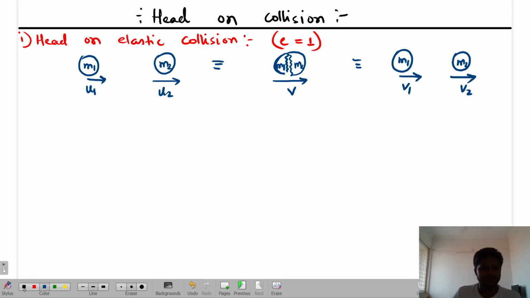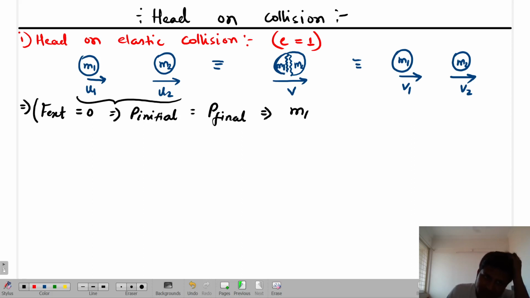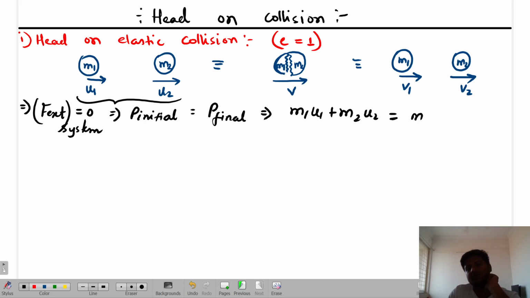So first, we know that F external is 0. So initial momentum is equal to final momentum. This implies initial momentum of the system you have to write always. Remember that this is F external of the system. Are you able to get me or not? So m1 u1 plus m2 u2 is my initial momentum, that is equal to m1 v1 plus m2 v2. Are you able to get me?